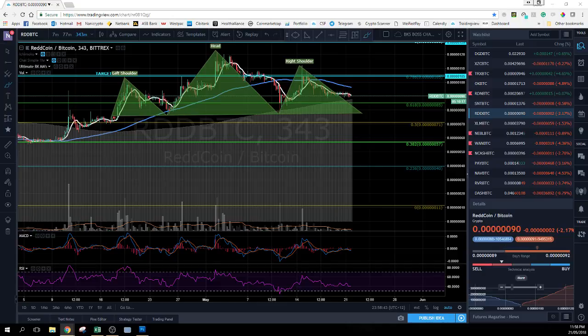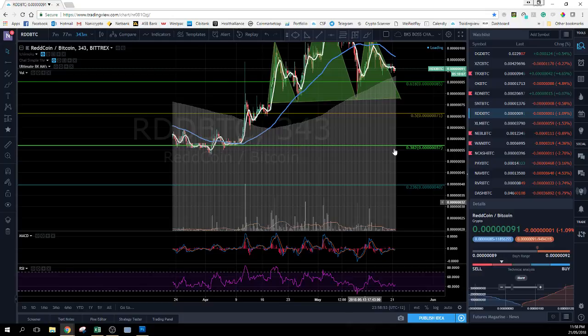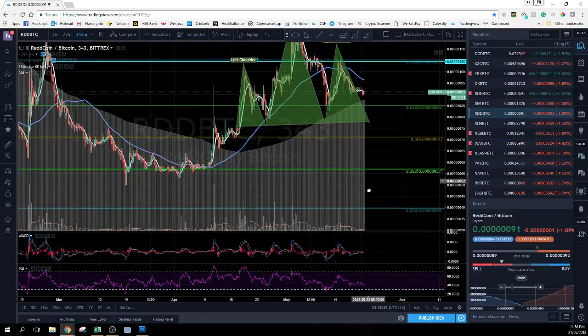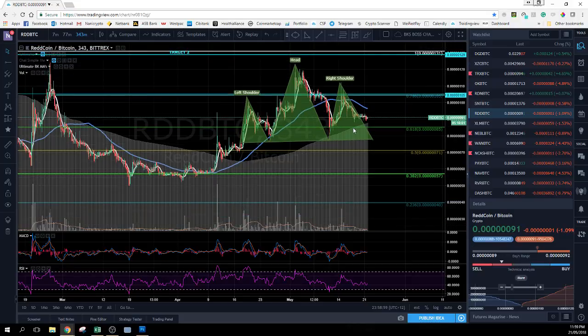So, RDD, oh, I haven't looked at this one for a while. Let's see what it's doing. So I'd shown this head and shoulders. It is kind of following it, yes and no. Now if it holds, I'm just going to hide that for a second. Let's just show that head and shoulders.